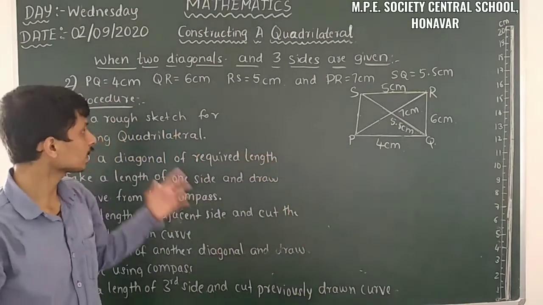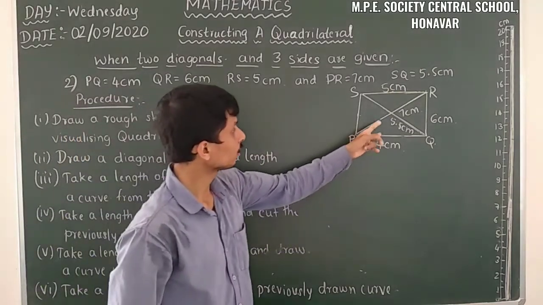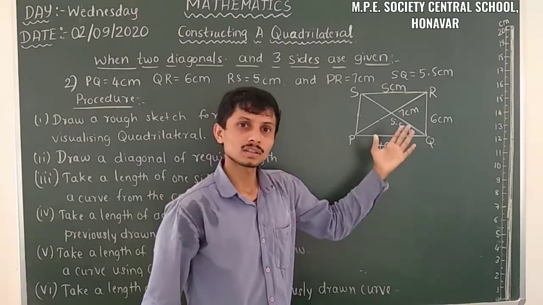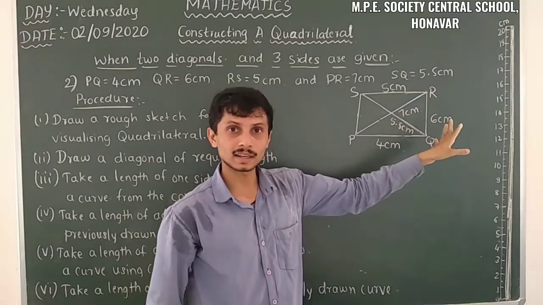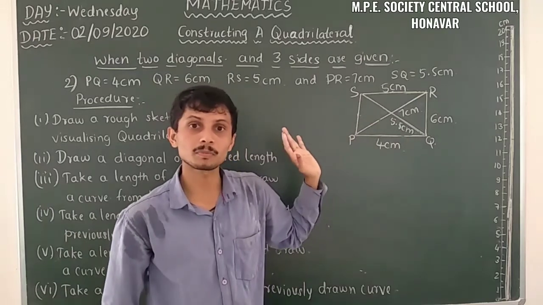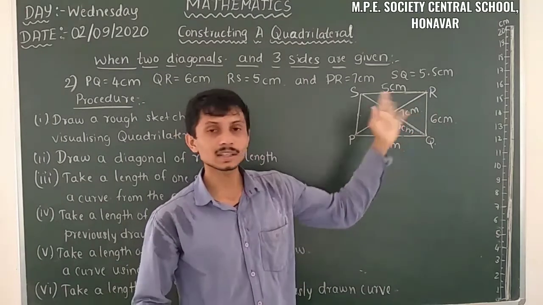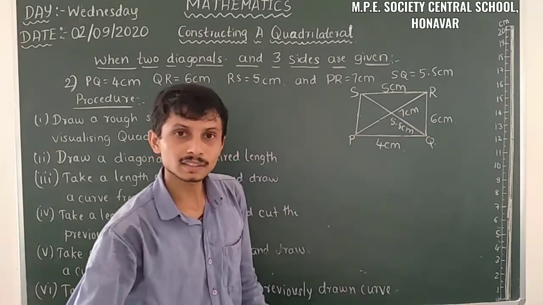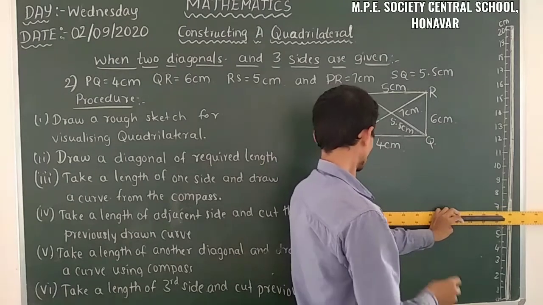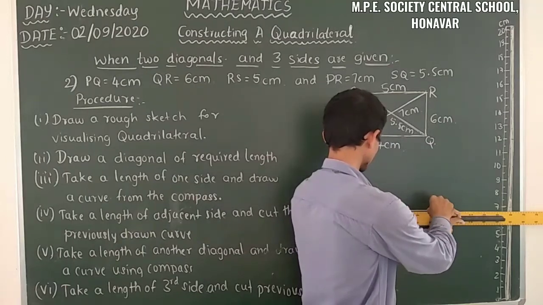After that, take the same procedure. Just draw a diagonal of required length, any one of the diagonals. Here one is SQ, another is PR. You can take any diagonal here. Previously we took the AC diagonal. Here also we can take any one of the diagonals. So here I will take the SQ diagonal, which is 5.5 centimeter. So we can take the 7 centimeter diagonal, that is PR, and select the 7 centimeter length using a meter scale.